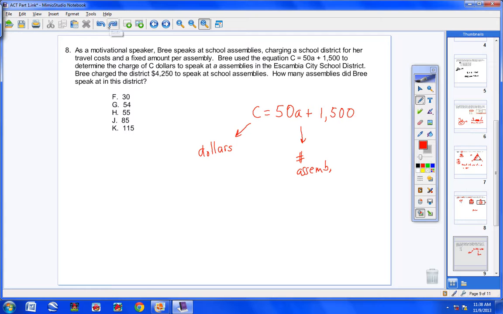She got a one-time travel expense payment of $1,500. It paid for her meals, her hotel, her airplane, whatever. Rent a car, gas, etc. So they give her a one-time payment of $1,500, and then as she goes around to all these different assemblies and speaks for a whole week, she gets $50 per assembly. So she's not getting rich off the assemblies. She probably makes most of her money here, and then she also makes money on the assemblies.